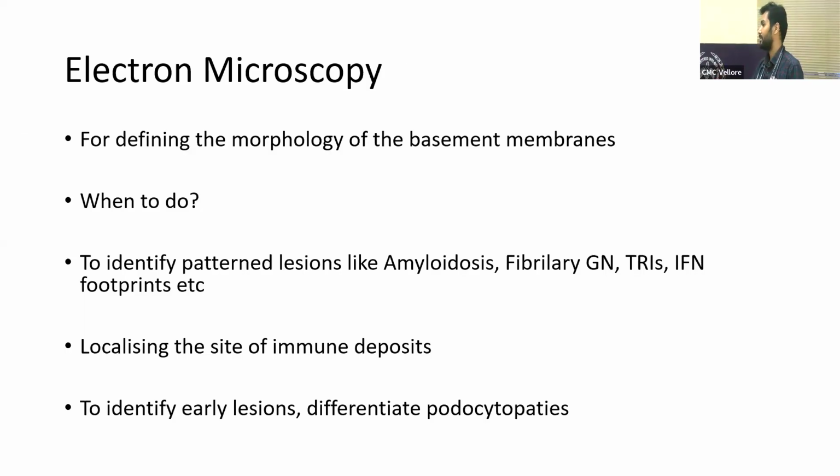Whether it's minimal change, FSGS, or membranous nephropathy, or some organized deposits like amyloidosis, fibrillary GN, immunotactoid, EM should be done. And this can be useful to look for the location of the immune deposits, subepithelial, subendothelial or intramembranous. Electron microscopy is essential.